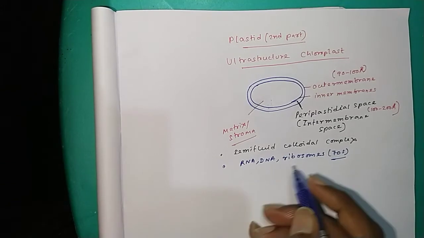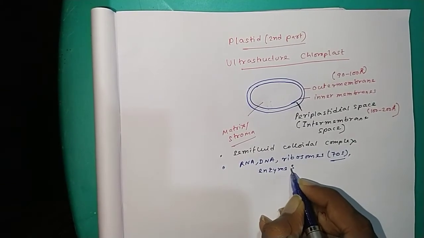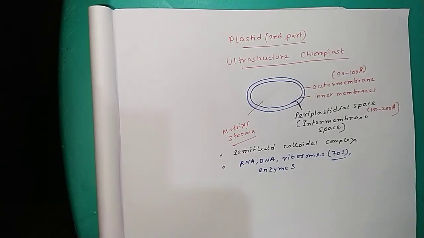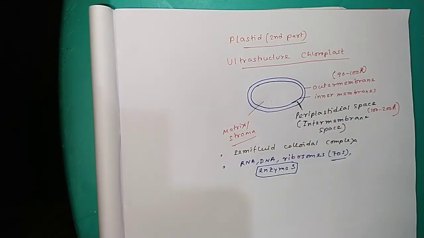Okay, and they have various types of enzymes which take part in various important functions. For example, the synthesis of photosynthetic pigment along with the synthesis and storage of fats, and synthesis and storage of starch. They also take part in the photolysis of water and the assimilation of carbon dioxide. So these enzymes that are present within the stroma are very important.